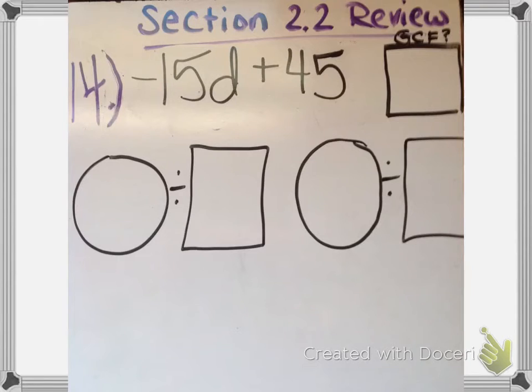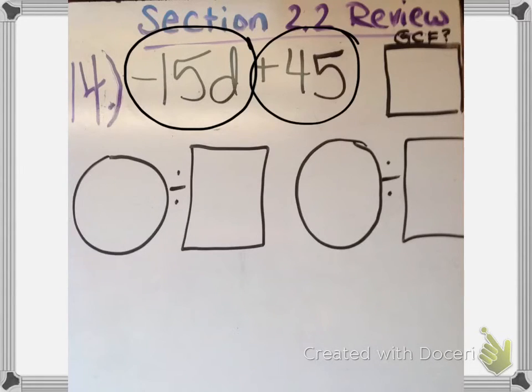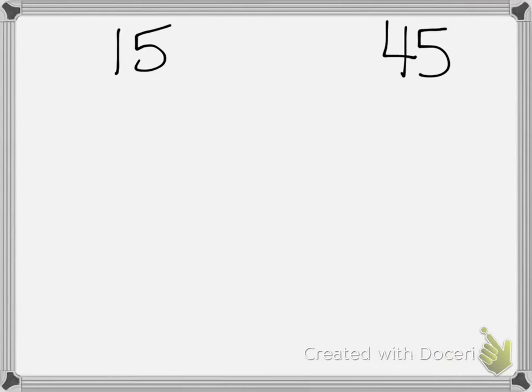Number 14, negative 15d plus 45. What's the answer that you got? First, you find your greatest common factor of 15 and 45. And you know that your terms are negative 15d and a positive 45, and your first one was a negative, so your greatest common factor is going to be a negative.